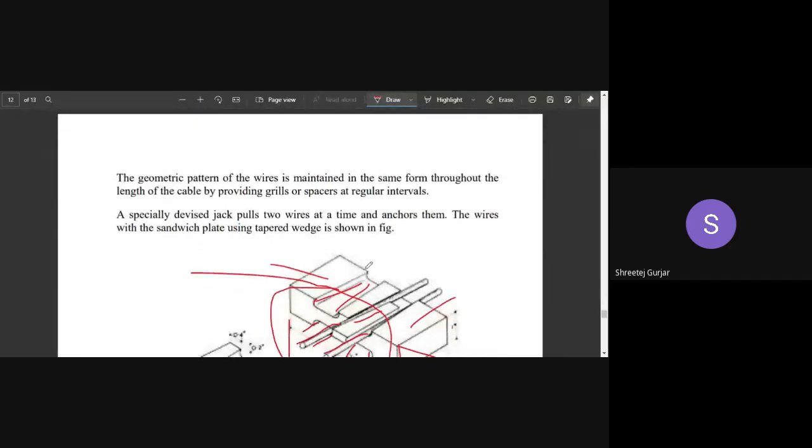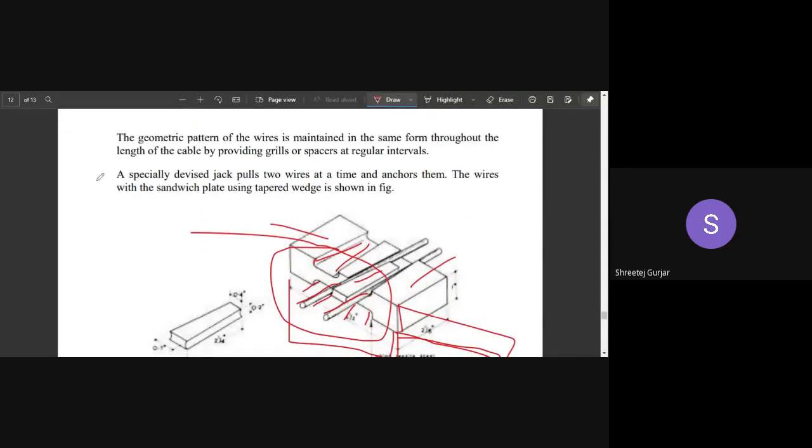Coming to the next thing, specially devised jacks are used, and two wires are stretched and anchored at a time. Not all the wires, only two wires. This is the main difference between the Freyssinet system and the Magnel-Blaton system. In the Freyssinet system, all the wires are stretched and anchored at a time, but in this system only two wires are stretched and anchored, and here you use sandwich plates, whereas there you have fluted cones. So remember the difference between these two systems.